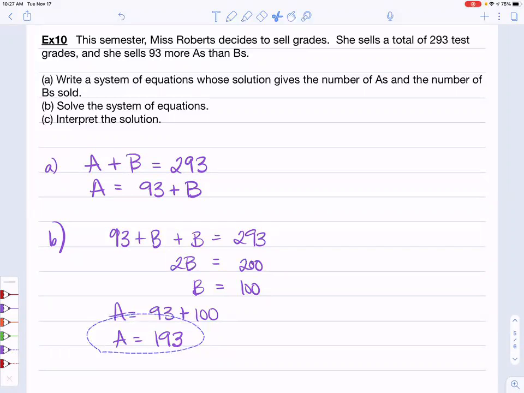Now we still have to do part C. Here's the thing. I told you that when it's a generic system of equations, you're always going to write your answer as a coordinate. But this is not a generic system. This was a story problem. So instead of writing a coordinate for your answer, I'm going to ask you to do part C: interpret the solution. What does this mean? A lot of times it's going to require that you write out a little statement. Okay? So my interpretation says what?